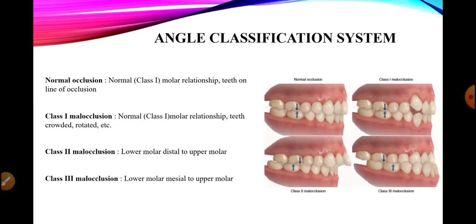Therefore, according to Angle, a class 1 malocclusion is when the molars are lying anteroposteriorly in a correct relationship, that is, the mesiobuccal cusp of the upper molar is lying in the buccal groove of the lower molar, but the other teeth are not lying in the line of occlusion, and they have some disharmony, for example displacement, rotation, crowding, anything. That is class 1 malocclusion.